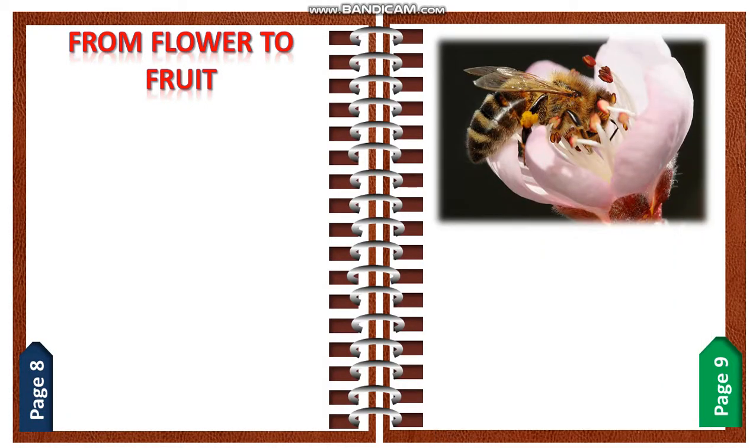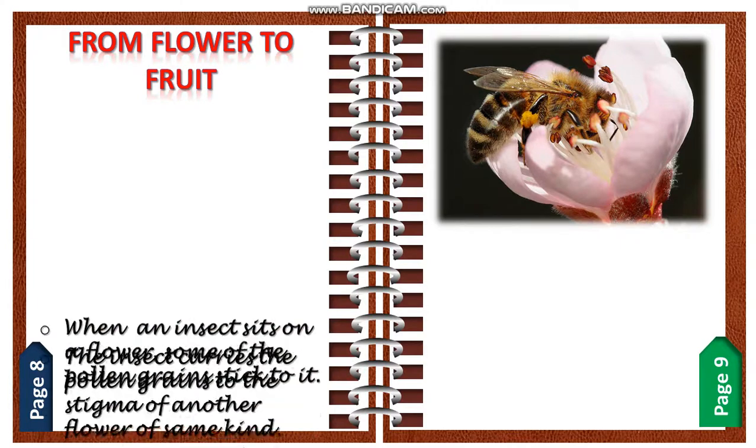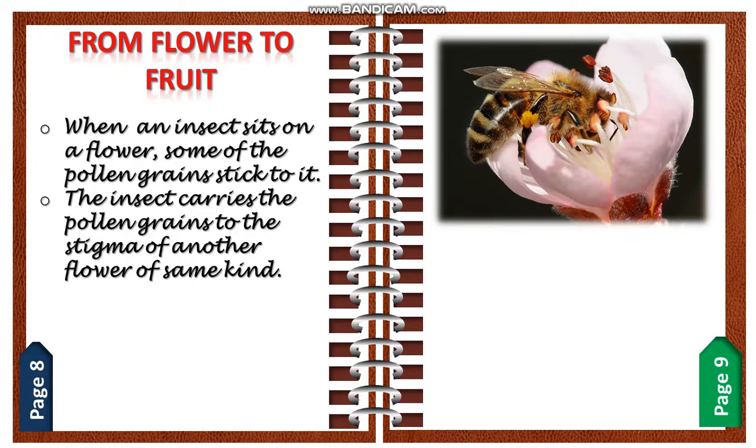As we have seen, many insects or bees fly around the flower or go to the flower in search of nectar. So what happens during that process? When an insect sits on the flower, some of its pollen grains stick to it. The insect carries the pollen grains to the stigma of another flower of the same kind. Then this insect will fly and sit on another flower.